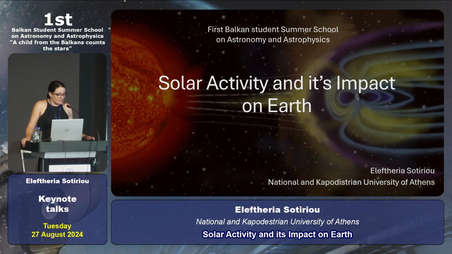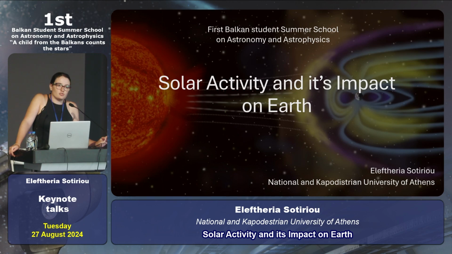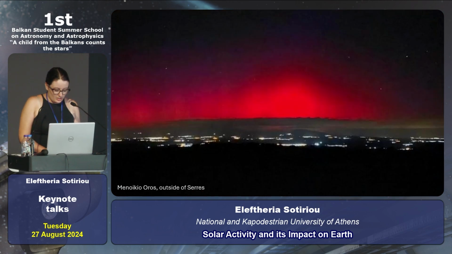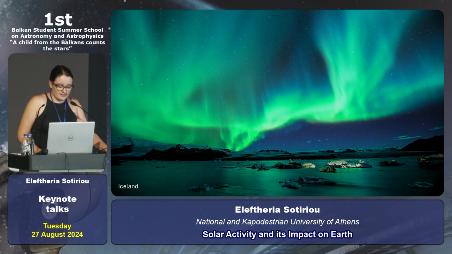Solar and space physics is basically research on solar system bodies, but for my presentation today we will emphasize the Sun, the Earth, and their interaction with each other. Hopefully by the end of my presentation you will have a better idea of how a phenomenon like this, the aurora, is created. This is a picture taken here in Greece, nearby in Serres, in November. And here a picture from Germany of the aurora, and here one from Iceland.